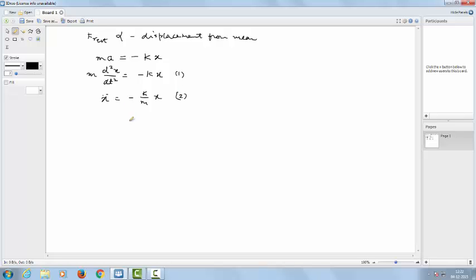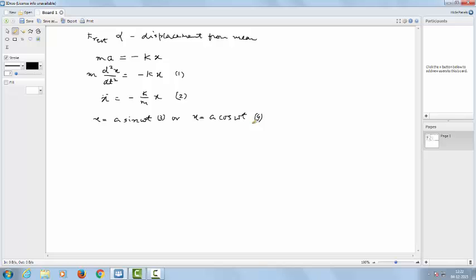The solution of this equation is x equal to a sine omega t, or x equal to a cosine omega t. This we name as 3, this we name as 4, where the constant omega is the angular velocity.